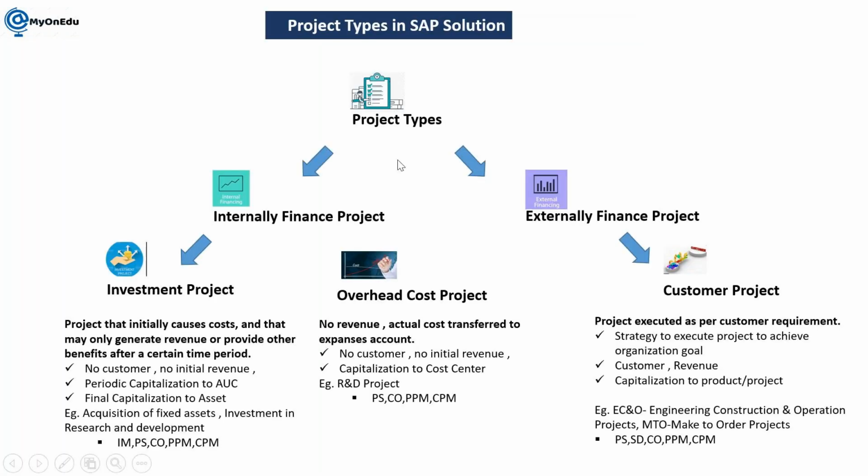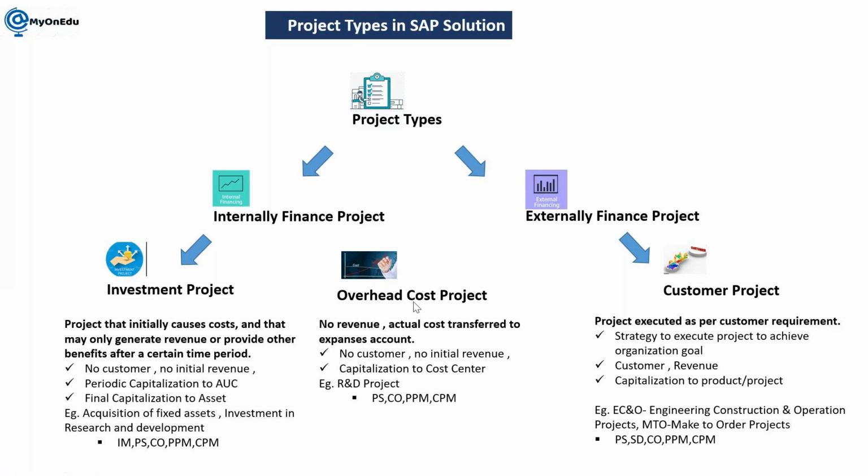Here, based on the project type, different modules are going to be used. For example, in a customer project we'll have revenue and sales, so we'll have the sales and distribution module in the picture. But in an investment project, we will not have any sales, so we will not have SD in the picture. In an overhead cost project, we'll not have IM and we will not have SD either, because there is no investment and no sales, so the posting has to be done directly into the cost center only.